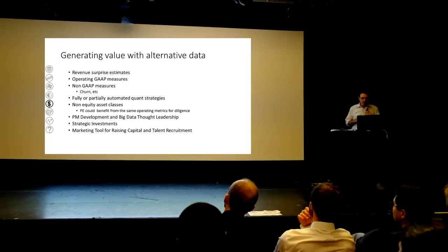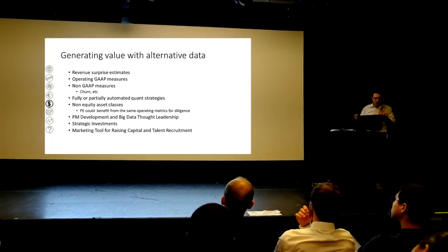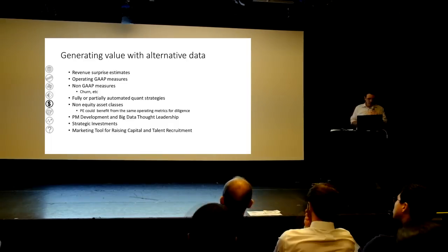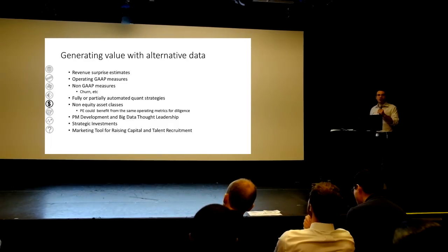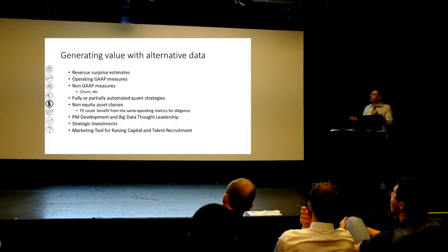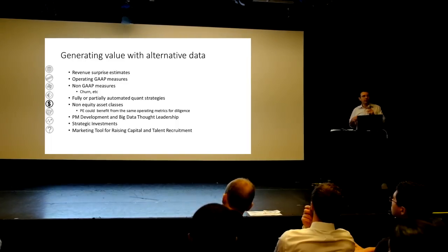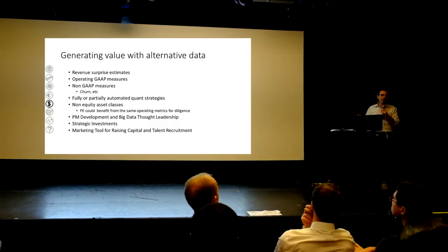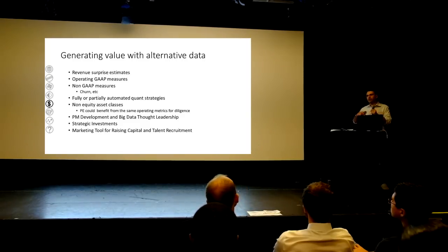We have an alternative data source. It's compliant, so what do we do with it? So far in this field, the answer has been predict revenues. But basically, there are other things that we can do with alternative data to generate value. On top of predicting revenues, we can predict other GAAP and non-GAAP operating measures, things like, for example, churn for Netflix.